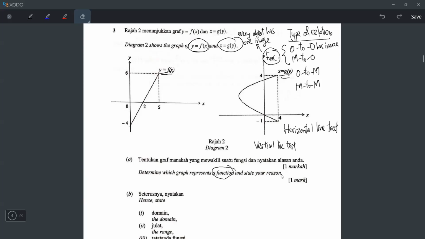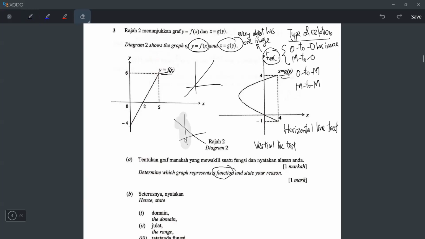Determine which graph represents a function and state your reason. So if it's a function, it has to be one-to-one or many-to-one. Okay. And let me tell you, a one-to-one graph looks like this. It looks like this, a straight line. Okay. It can be like this also. Okay. That's how a one-to-one graph looks like.